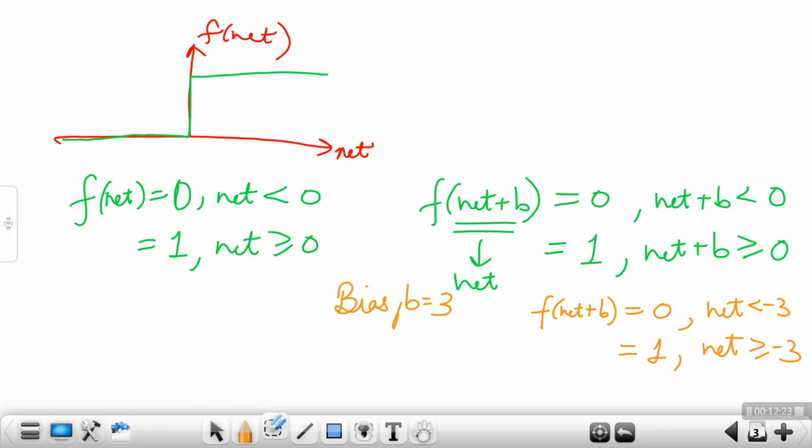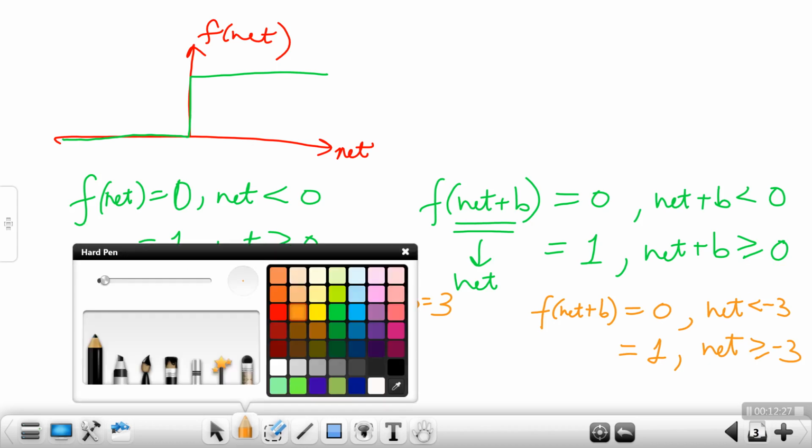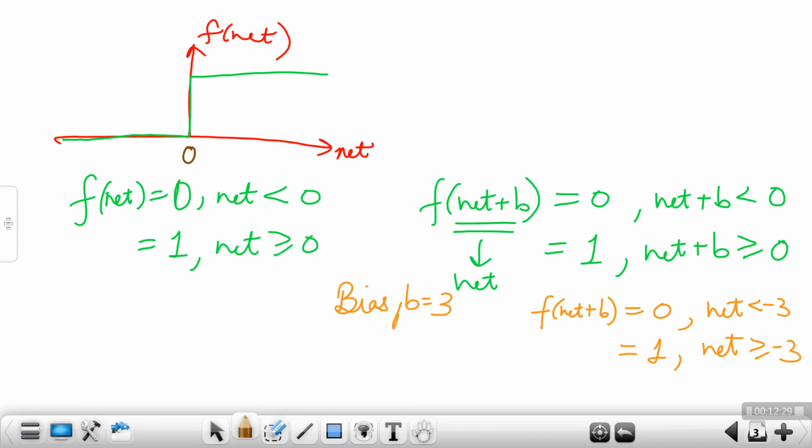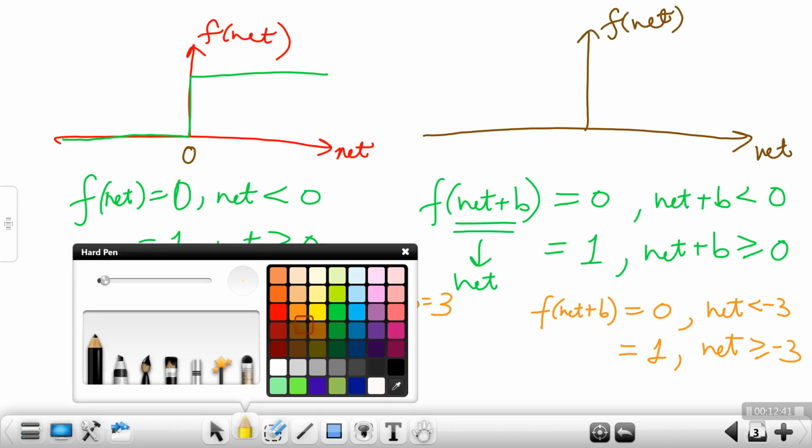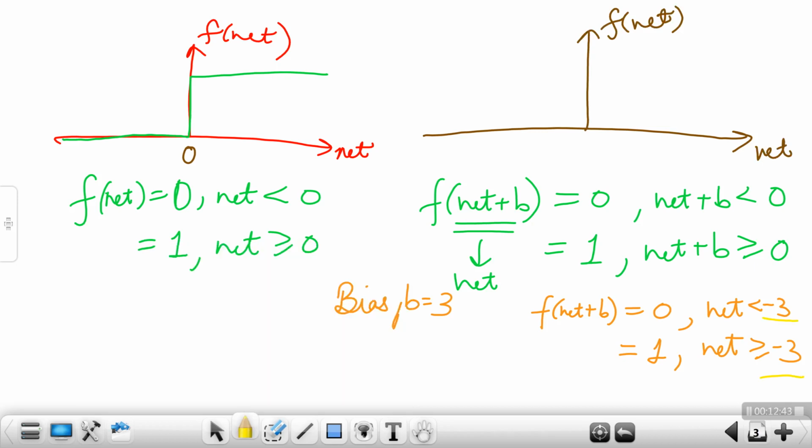Okay, so what is happening is that this function which was centered around 0 here, now the same function will be centered not around 0 but around a bias value, that is 3, but not around 3. It will be centered around minus 3. So how will the graph be? The graph will be like this, and this value is minus 3.